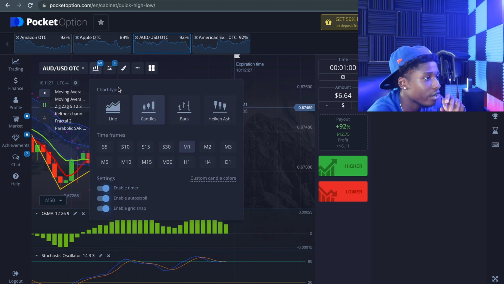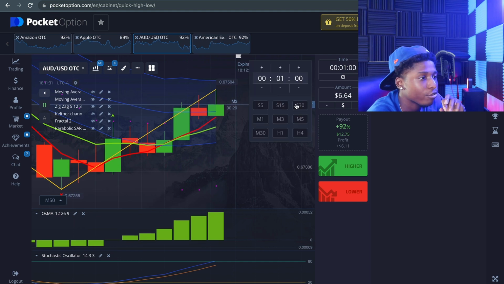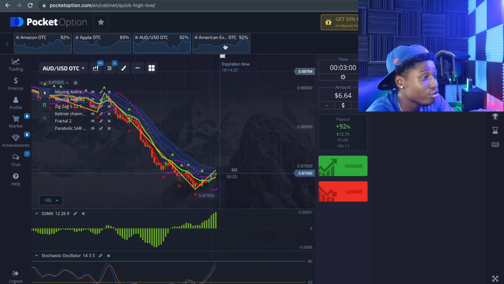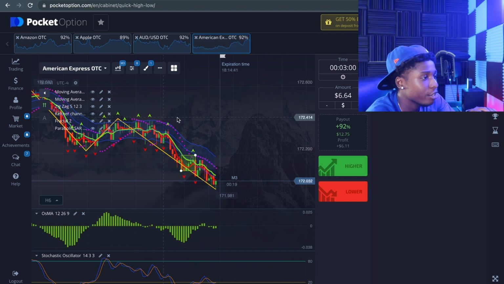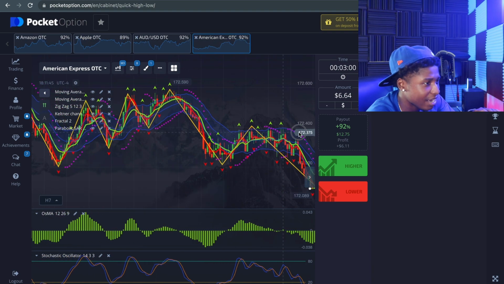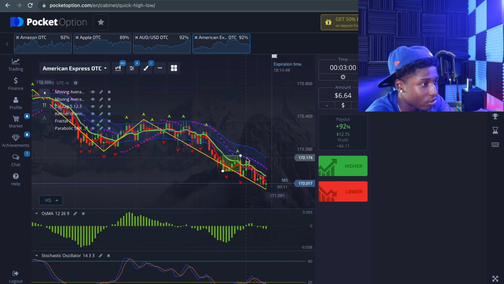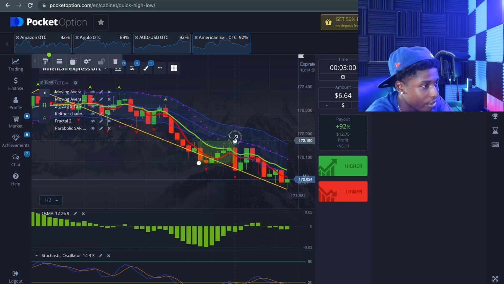So if you guys are trading on a 3 minute strategy and you are placing 3 minute trades, guys, what you want to do is place a trade as soon as these fractals open up. Now, I like to go to American Express because American Express is always kind of jumpy. As you can see, it's always kind of zigzagging. But so we have a fractal right here. We have a fractal right here, guys.